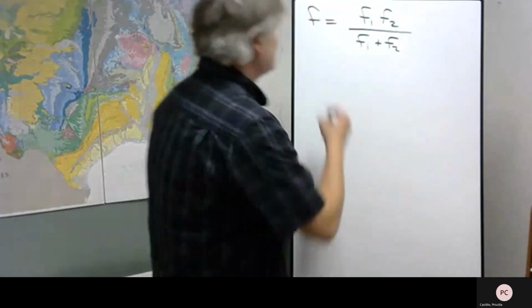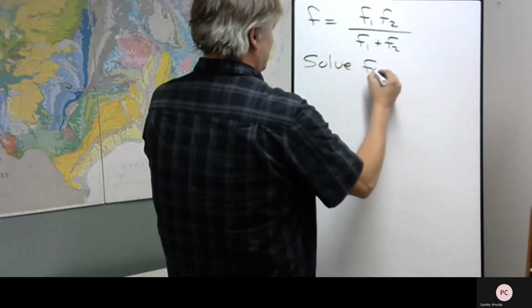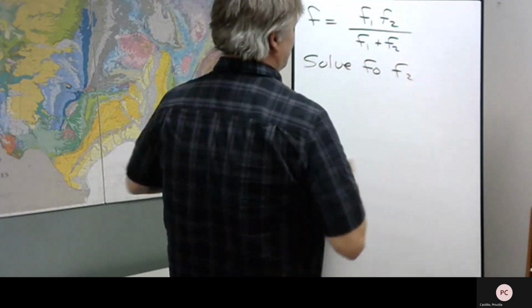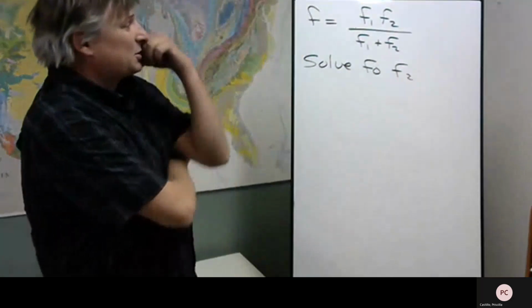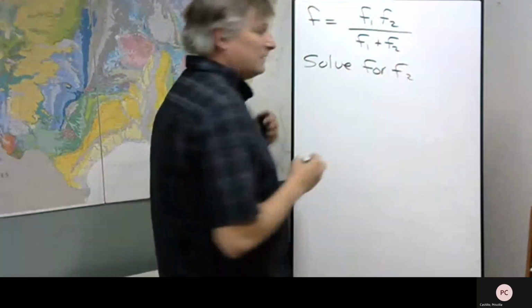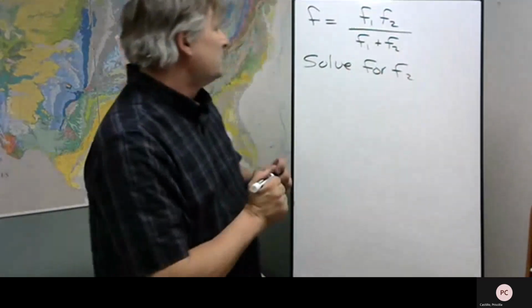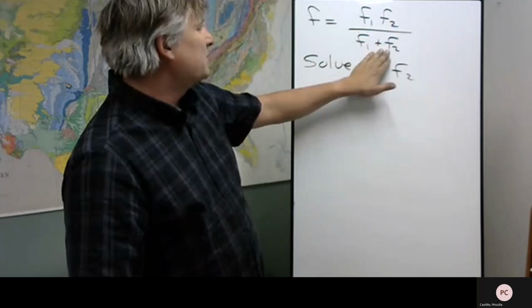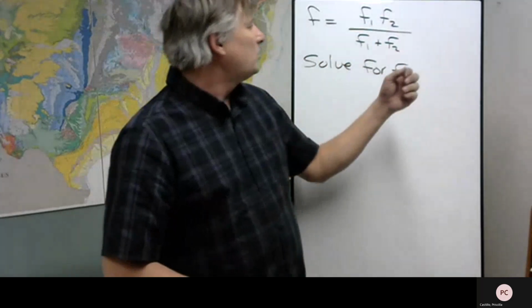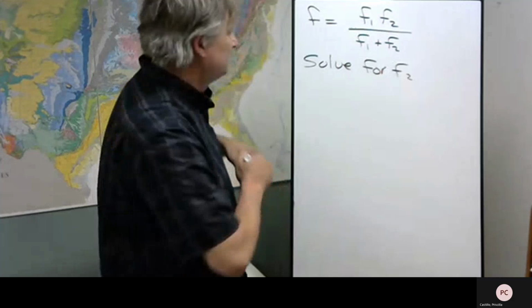And you're asked to solve for F2. The trick for these, oh, forgot the R. The trick for these is you want to get rid of the denominators. So the way we can get rid of the denominator in this problem, multiply both sides by F1 plus F2.